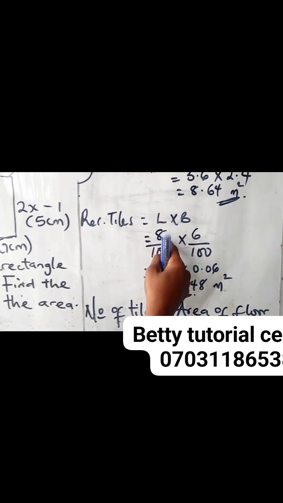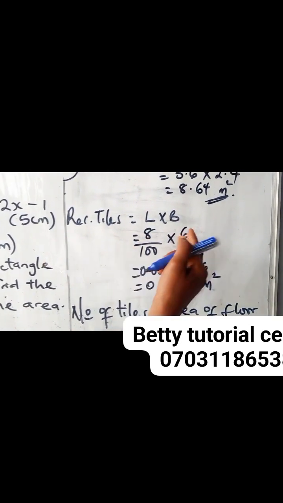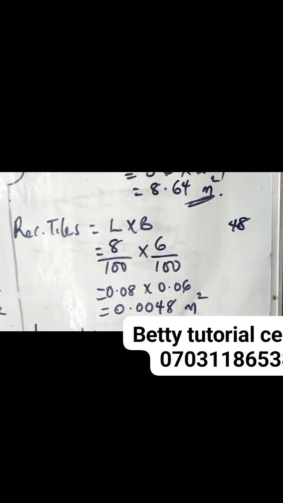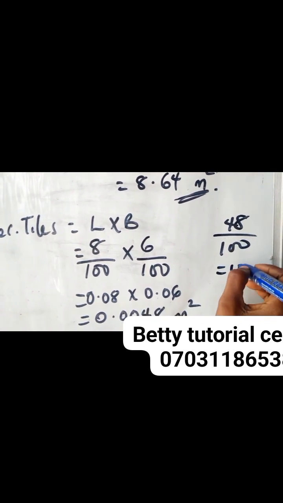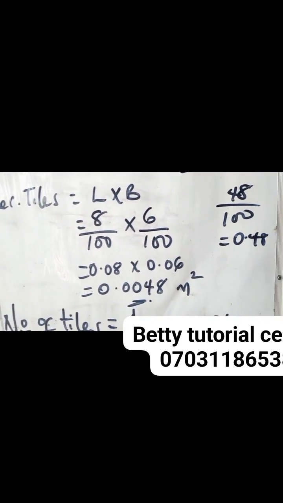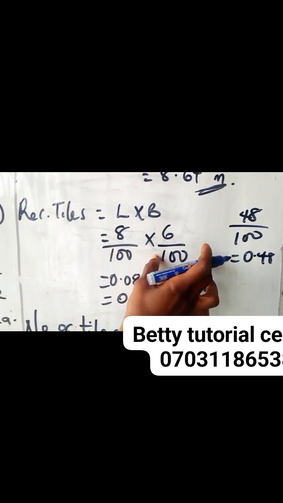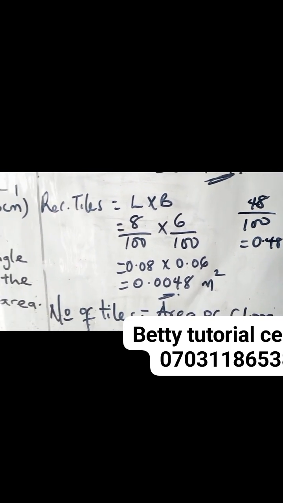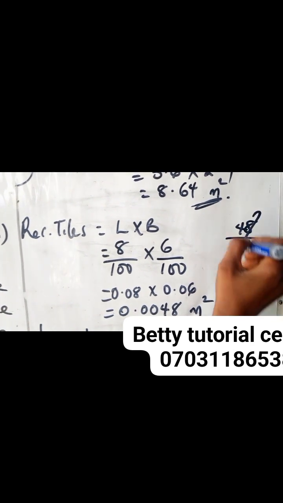Please, a quick warning here. Do not multiply 8 and 6 before you convert, because if you were to multiply 8 and 6 here, we'll have 48. Now, converting 48 to meter, we mean 48 divided by 100, and we'll have 0.48, which is totally different from 0.0048. Please make sure you change them one by one individually before you multiply. It's very, very important. A lot of students make this mistake. Please, let it be highly noted.